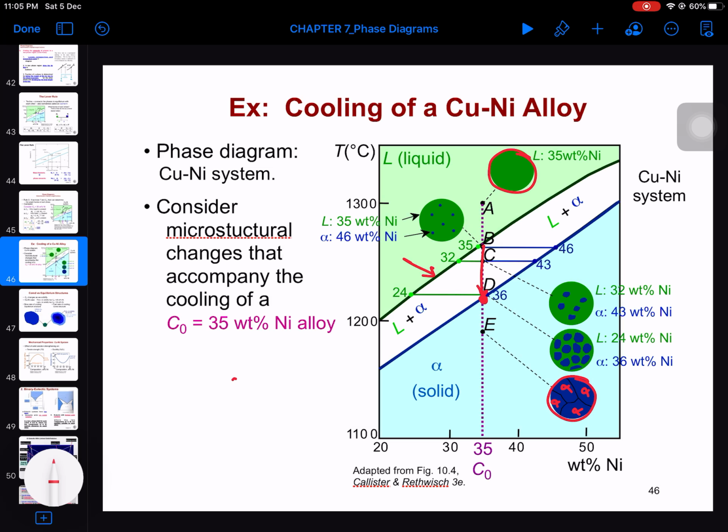I think I'll stop here. I'll start again with the next part, where we are going to look at the binary eutectic system.